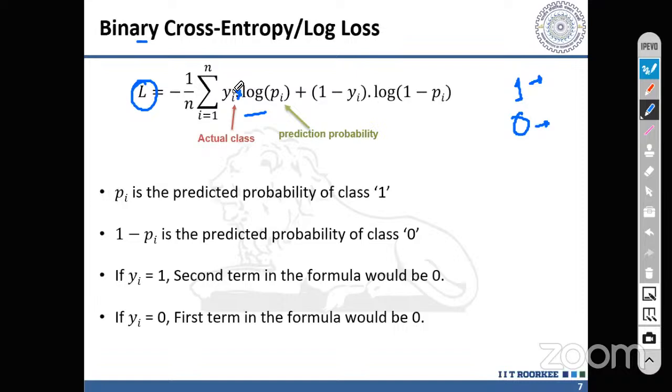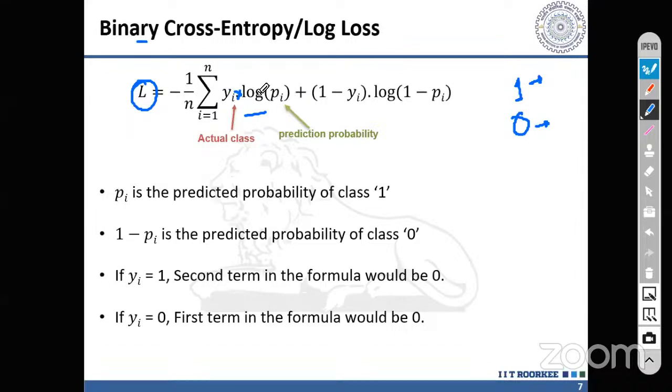Yi means the actual class and pi means the predictions. When I'm using this MLP, multi-layer perceptron, the results may be in probability like 0.7, 0.8. So what will happen?